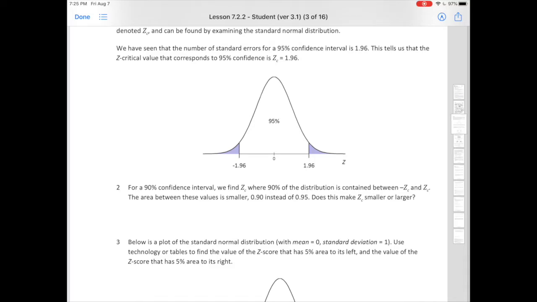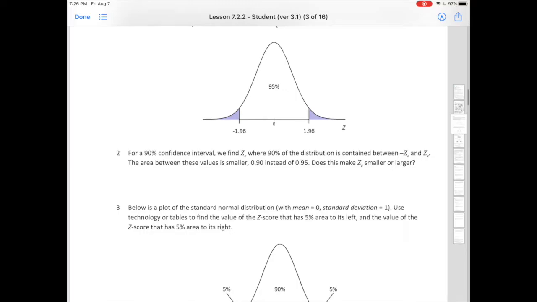So what we're about to learn basically is that the only thing that made 1.96 special was that it was the critical number that we use for a 95% confidence interval. But if you want a different level of confidence, then that number is going to change. Okay? So let's go on here.